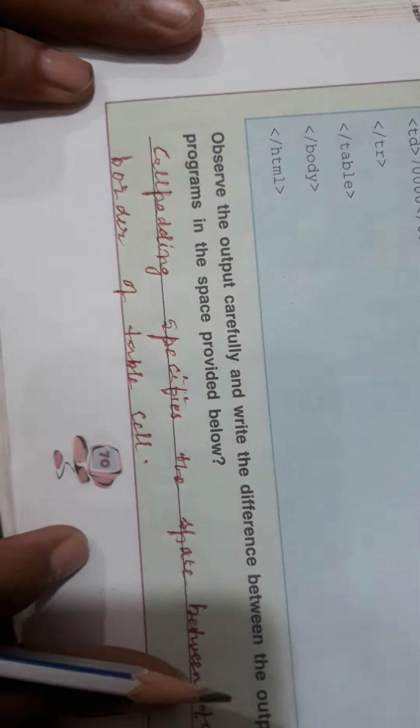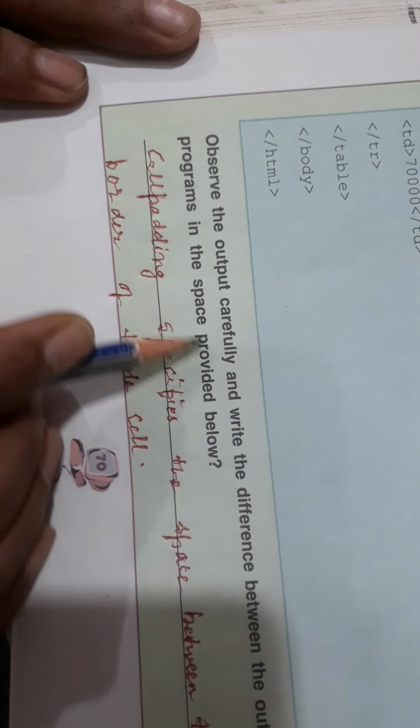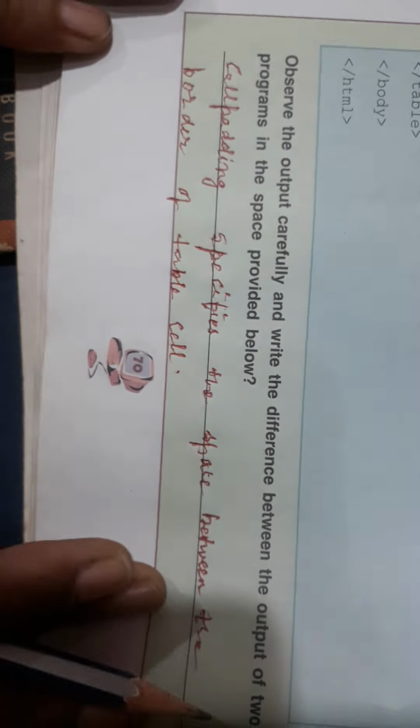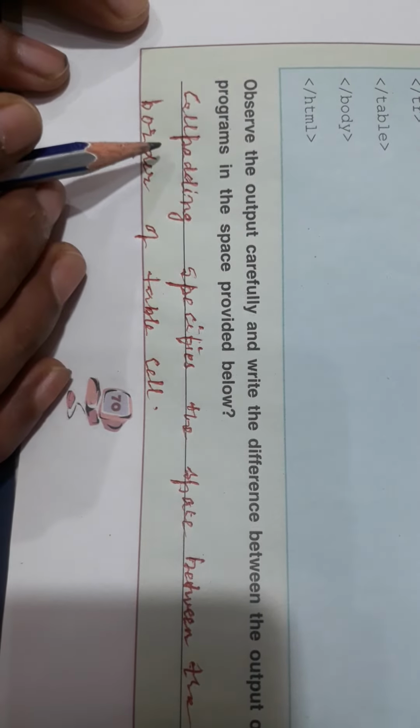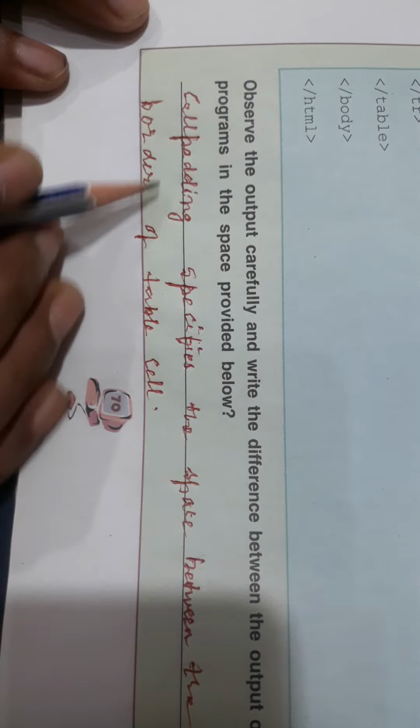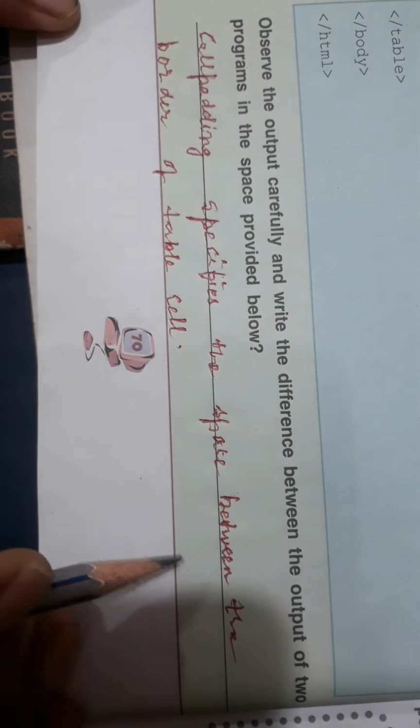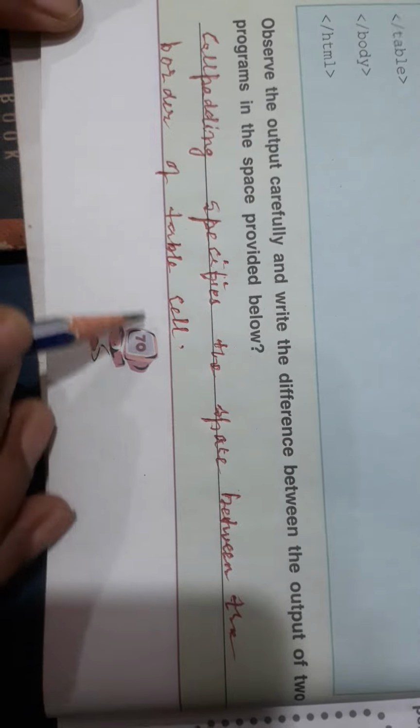Now question. Observe the output carefully and write the difference between the output of the two programs in the space provided below. Cellpadding specifies the space between the border and the table cell content. Type the program. Here also there is a program you can type and you can find the result.